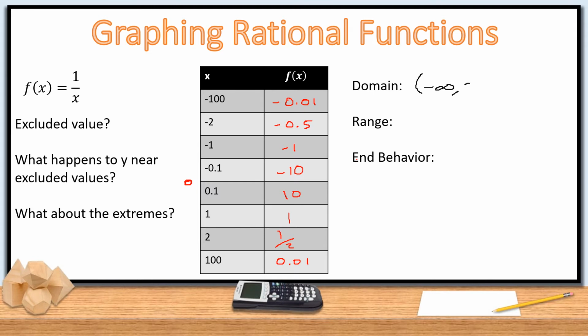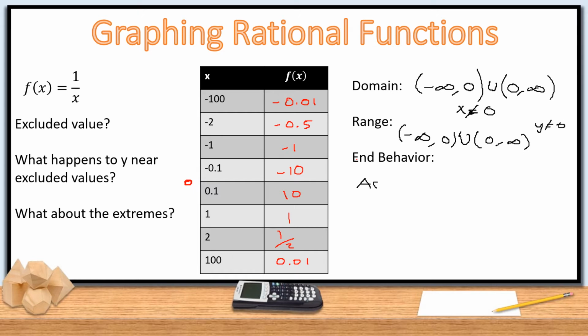So negative infinity to 0, that vertical asymptote, remember we're talking about x values, union 0 to positive infinity, and nothing is included. So it's everything except 0. You could also write this as x is not equal to 0. That would also work for your domain. For the range, there's a horizontal asymptote of 0, so our range is going to look exactly the same: negative infinity to 0, union 0 to positive infinity, or y is not equal to 0.